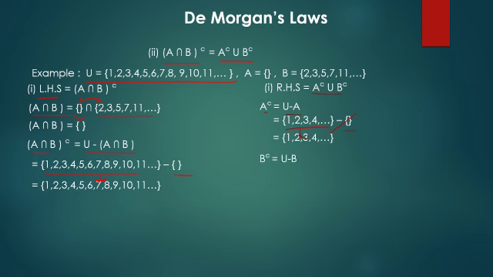B complement: universal set minus B, and cut down the elements that are common. 2, 3, 5, 7 means all the prime numbers in the universal set, and the remaining elements are 1, 4, 6, 8, 9, 10, and so on.